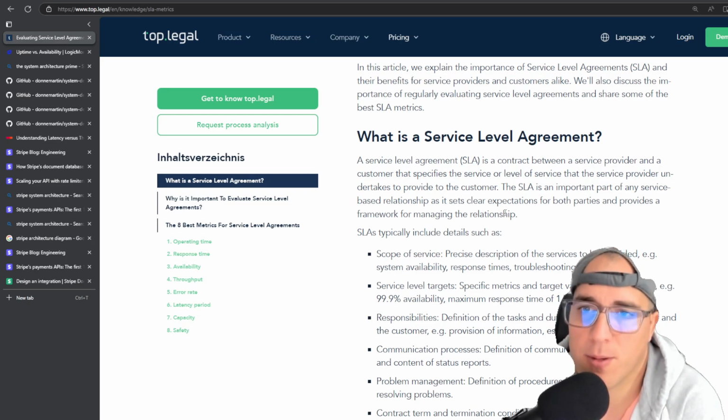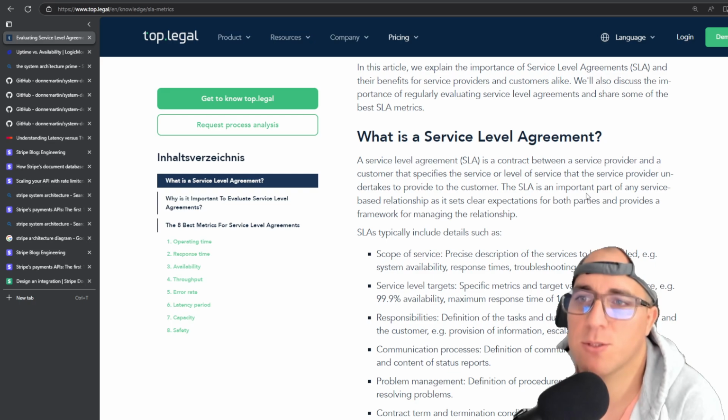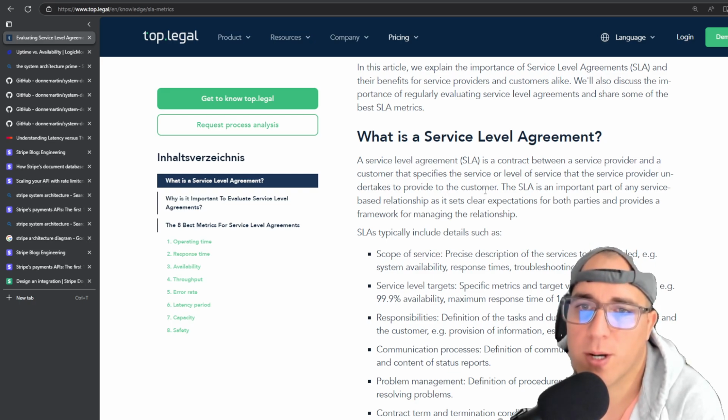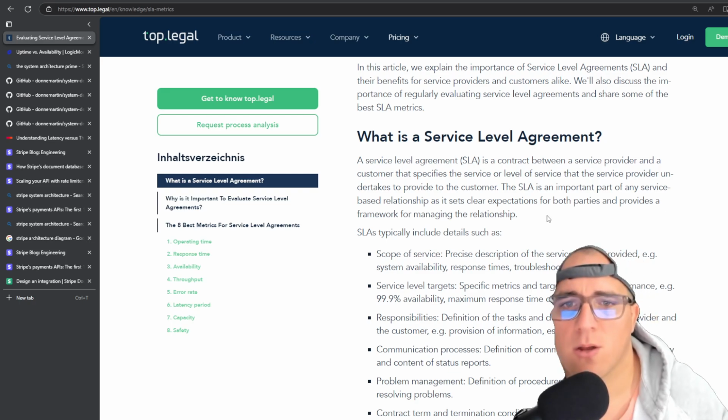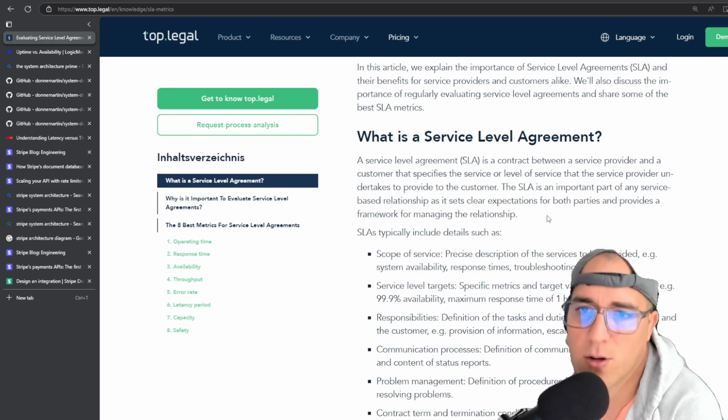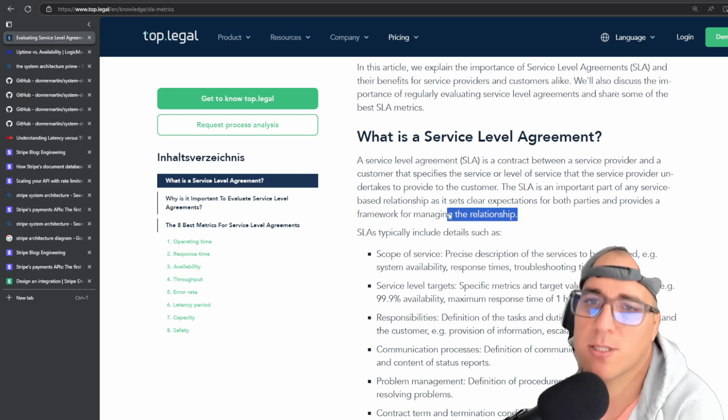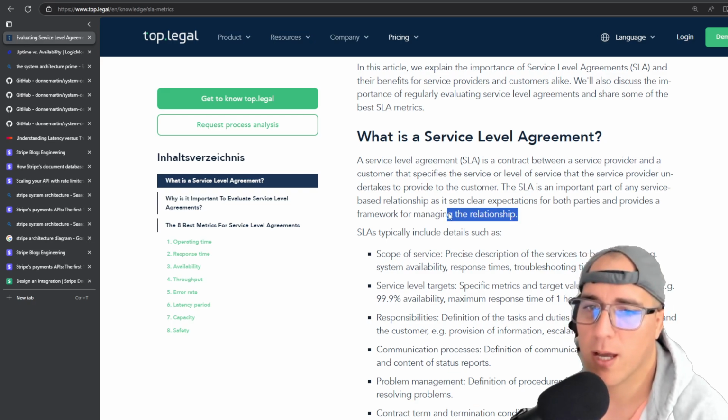A service level agreement is a contract between a service provider and a customer that specifies the service or level of services that the service provider undertakes to provide to the customer. The SLA is an important part of any service-based relationship, and it sets clear expectations for both parties and provides a framework for maintaining the relationship. So a service level agreement is a group of things, okay, and availability is one of them. I want to make that clear.